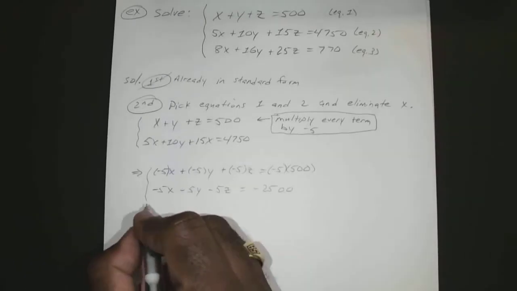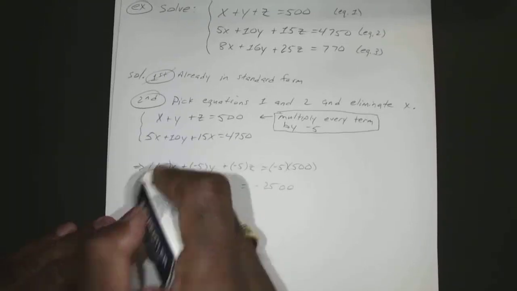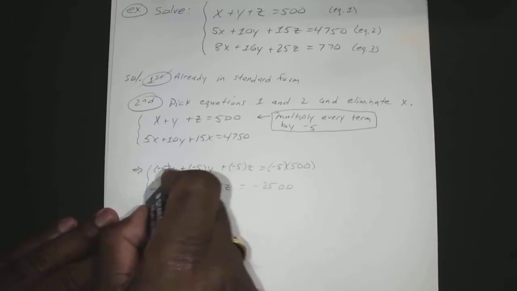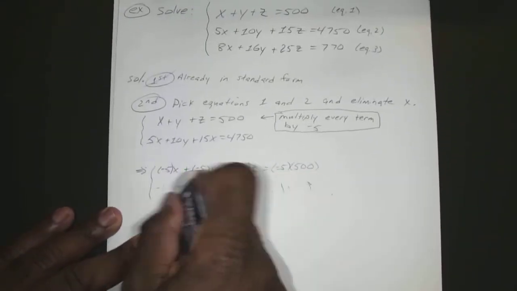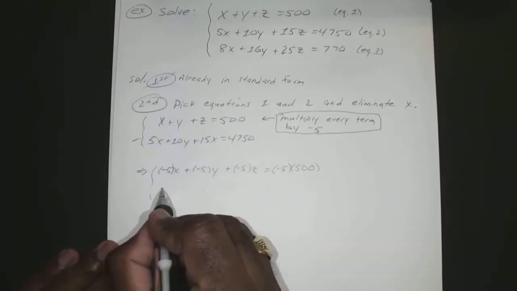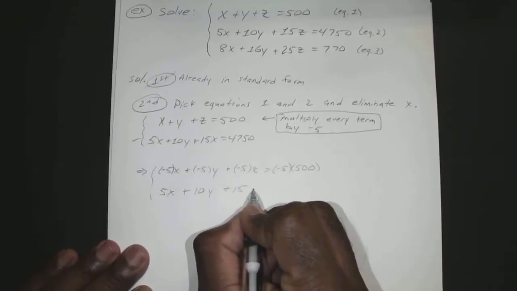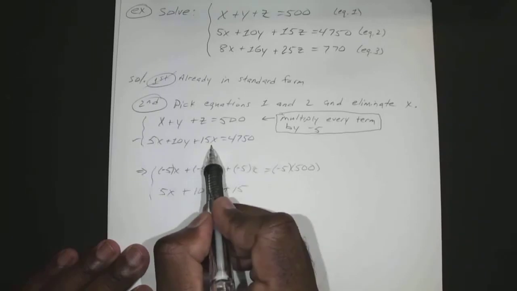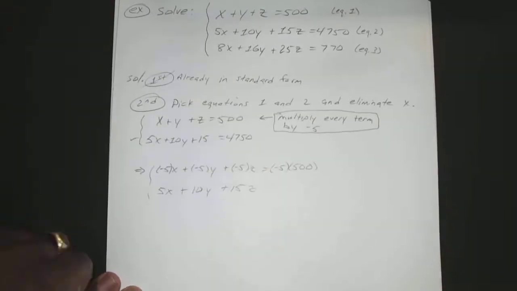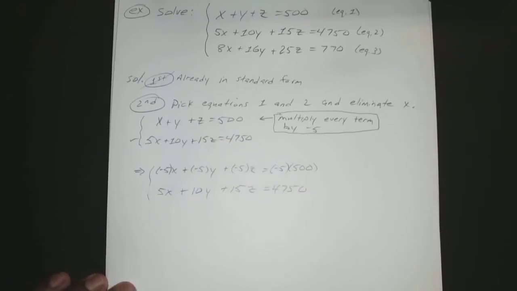All right, so we just write out our second one. Oops, forgot to do that one. Sorry about that. Actually, I should have gone a step down. Again, another mistake. I forgot to rewrite our second one. I think I jumped ahead a step. So actually, you should have rewritten that one underneath it. 5x plus 10y plus 15z equals 4,750. There we go.